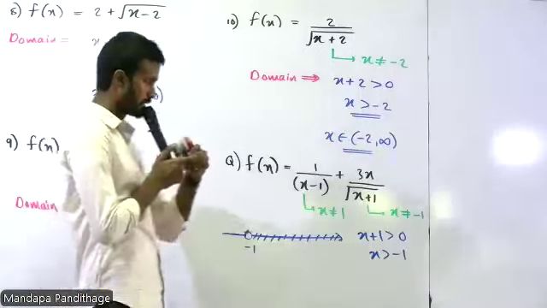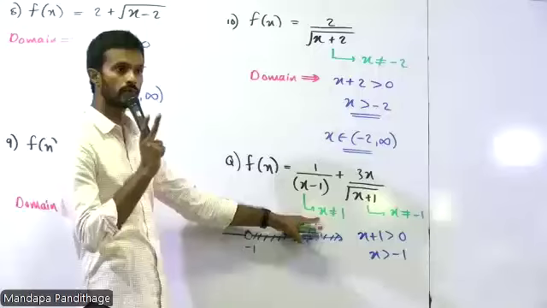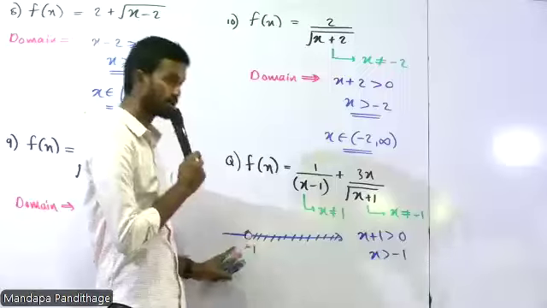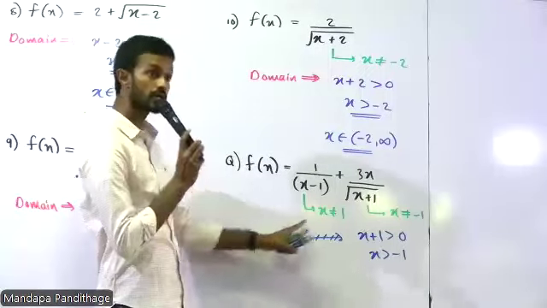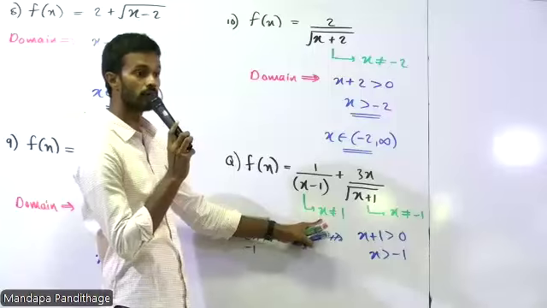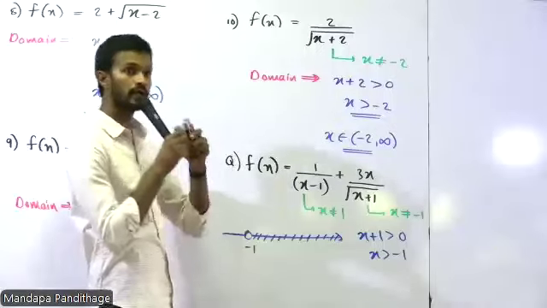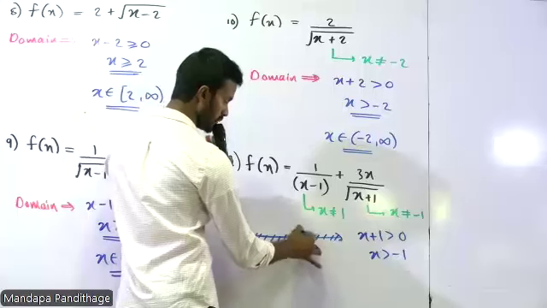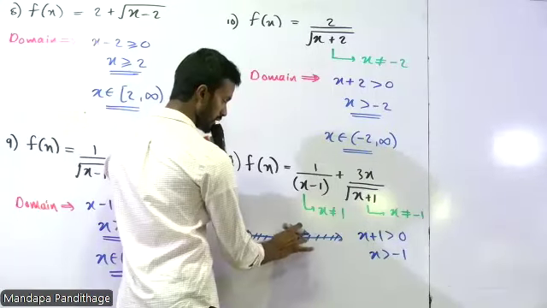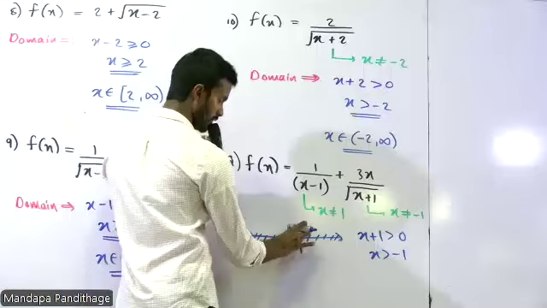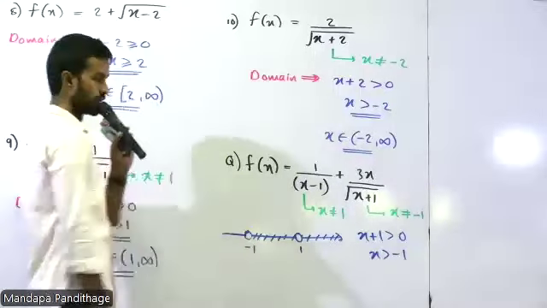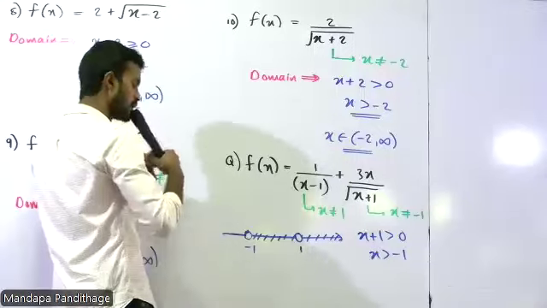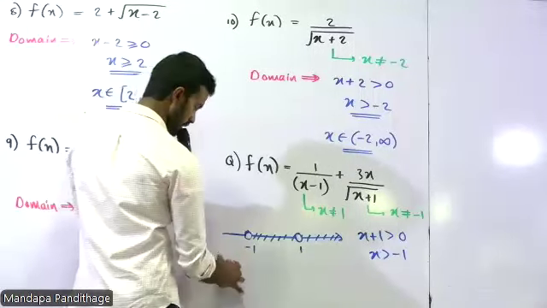But if you look at this clearly, there are two values that we have to take out. One is minus 1, which we have taken out. The other is 1. So x can't be 1 either. So not only minus 1, x can't be 1 because it's in the denominator. So we have to take it out as well. Okay, so this is your domain. So how can you write it?